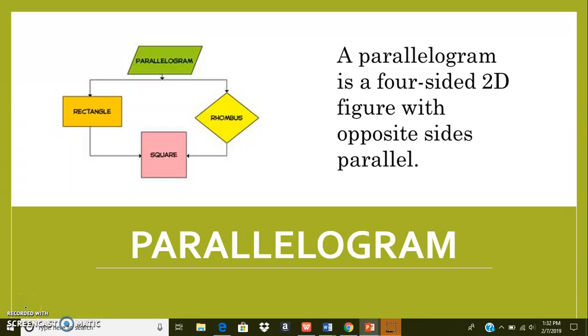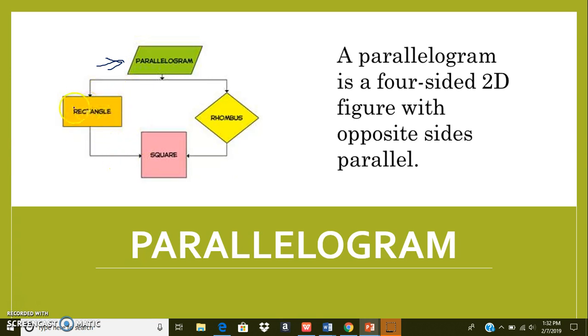Our next shape that we're going to be learning about the area for is parallelograms. So a parallelogram is a four-sided 2D figure that has opposite sides that are parallel. So this is what people usually think about when they think of a parallelogram, but actually there are a number of shapes that are considered a parallelogram because of their characteristics.